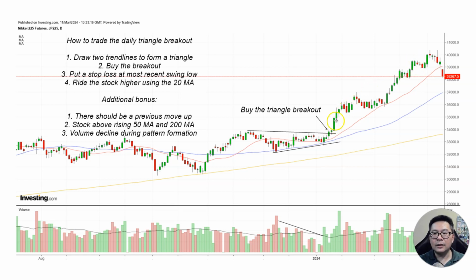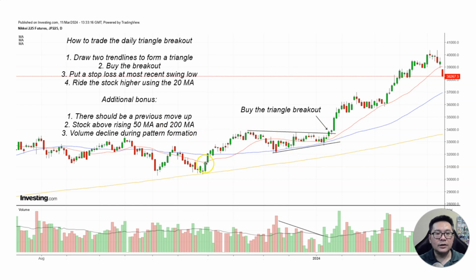Now, the moment it gives you a very good return, you might want to raise your stop loss to break even. Let's say this is your buy point. If the index or stock goes up to here, you might want to raise your stop loss to break even, and that's how you get a free trade. So this is a daily chart of Nikkei 225 futures. Okay, it produces a very nice triangle.